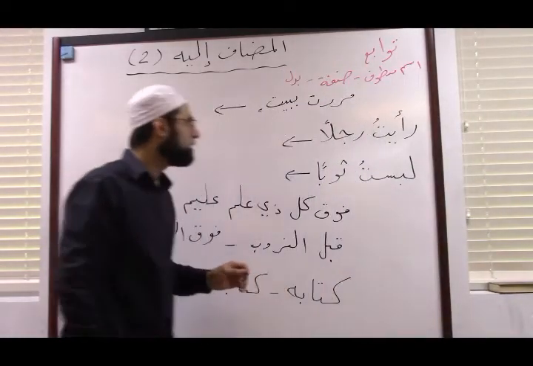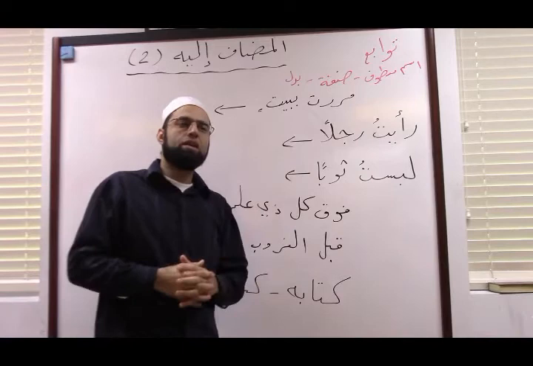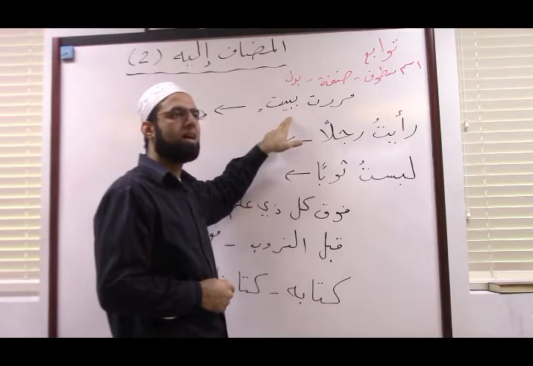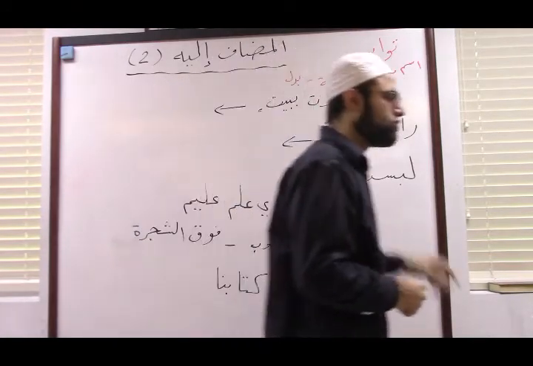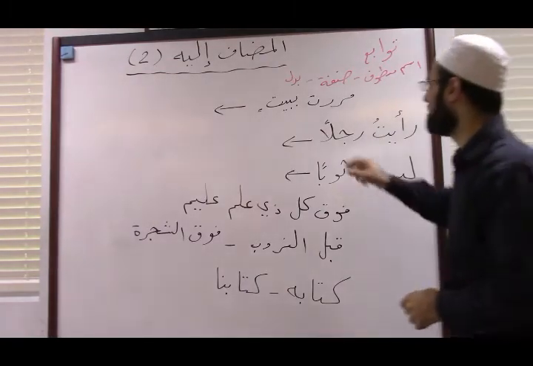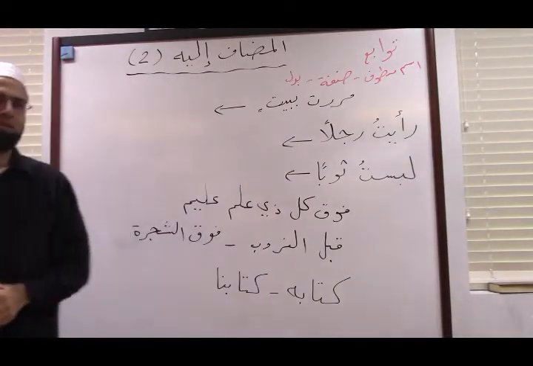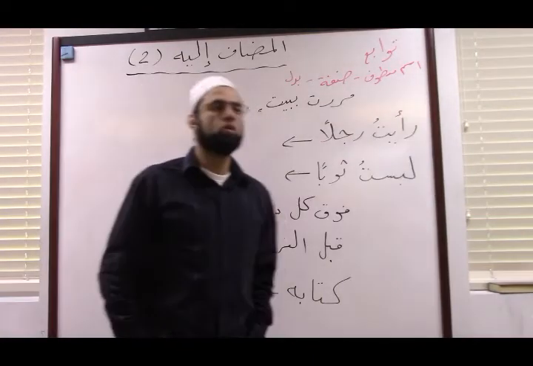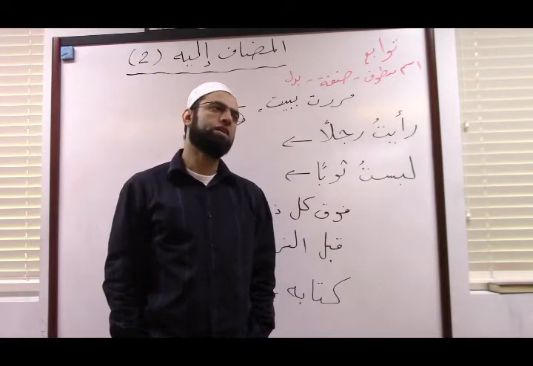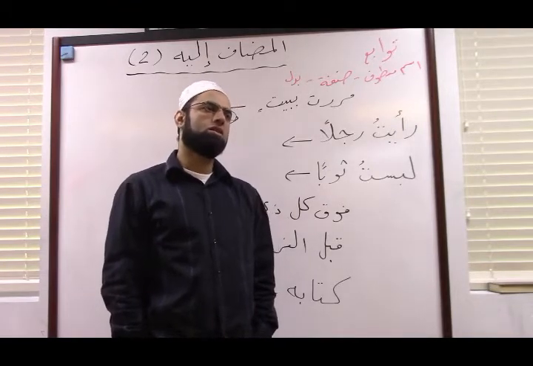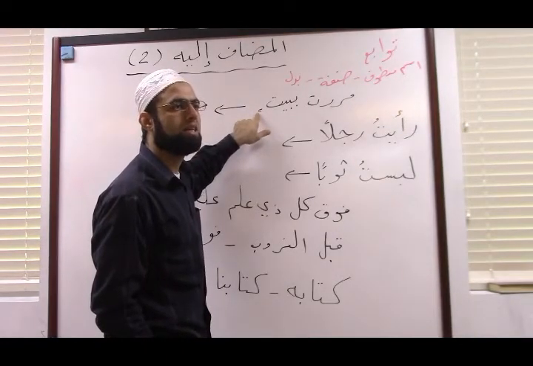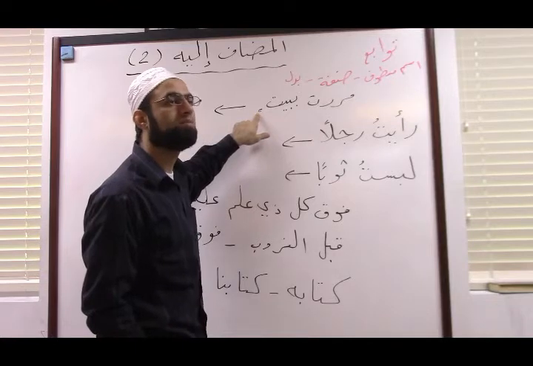Now, we said mudaf ilay does what? Marartu bi baytin. I passed by a house. Now this word baytin, is it majrur? Why is it majrur? Because it's coming after harf jar, bi, right? Bi baytin. Easy. Now, is this word baytin nakira or ma'rifa? Are you sure? Means definite? No, it's, well, I passed the house, right? It's bi baytin. It's not bil bayti. It's bi baytin, right? I passed by a house.